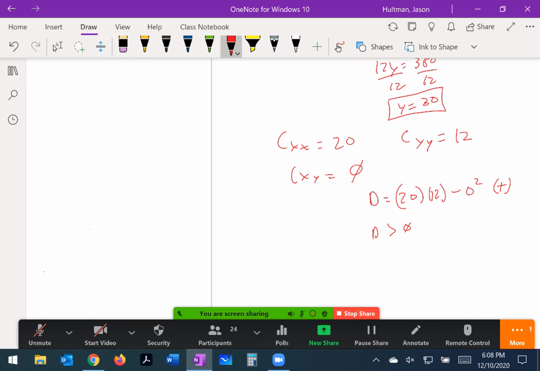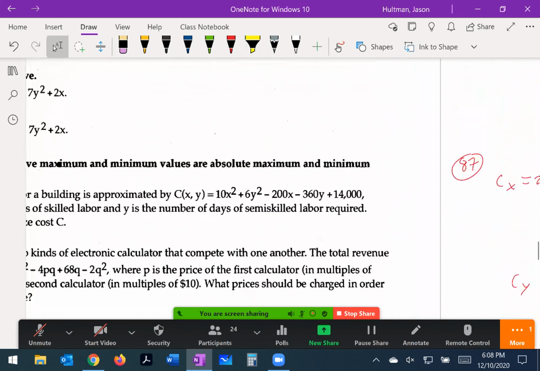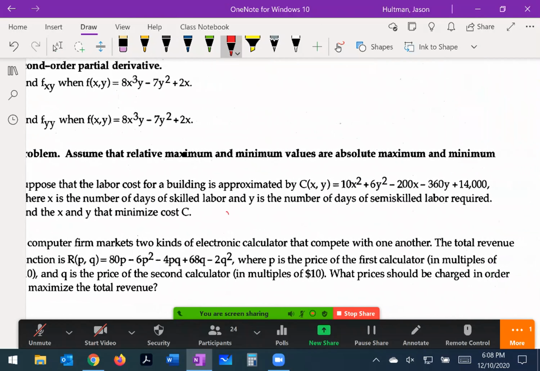Okay, so that means that there's a maximum or minimum. But what was C of XX? That was equal to 20. That's positive. So if it's positive, it's concave up. Okay, that means that I'm going to have a minimum value. So when X is equal to 10 and Y is equal to 30, this minimizes cost.